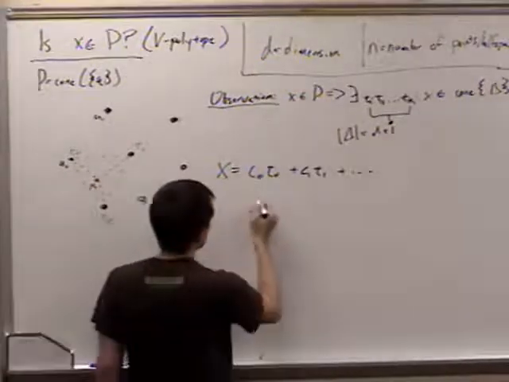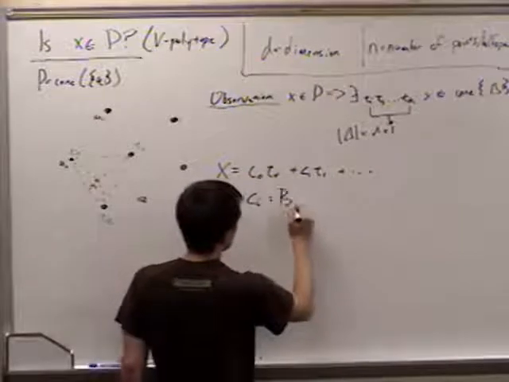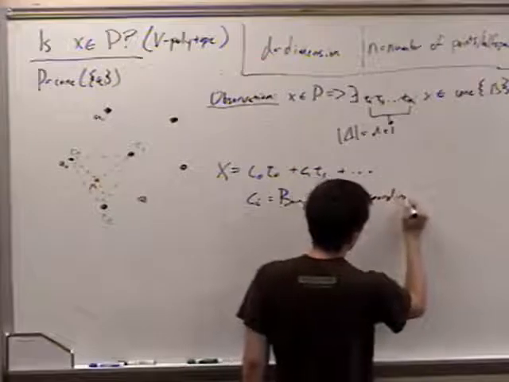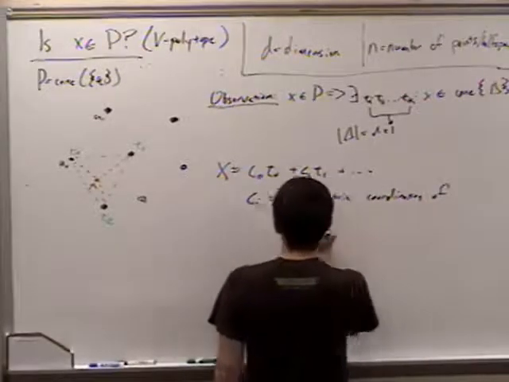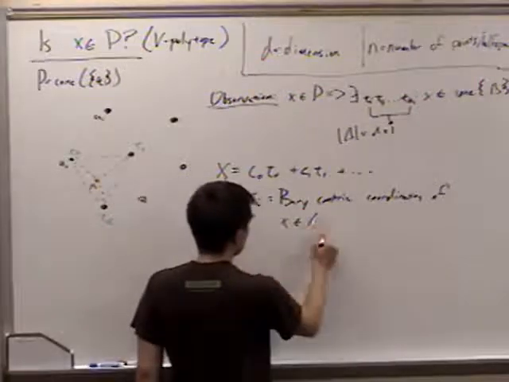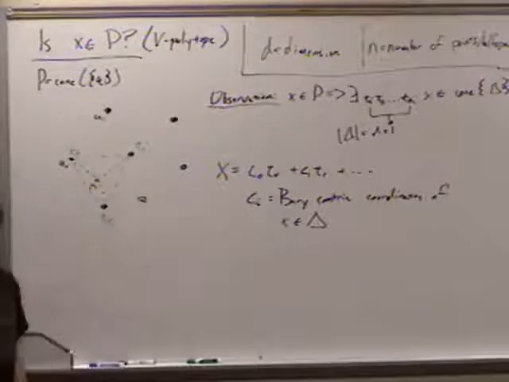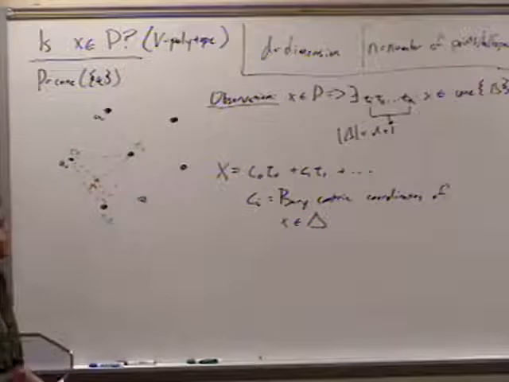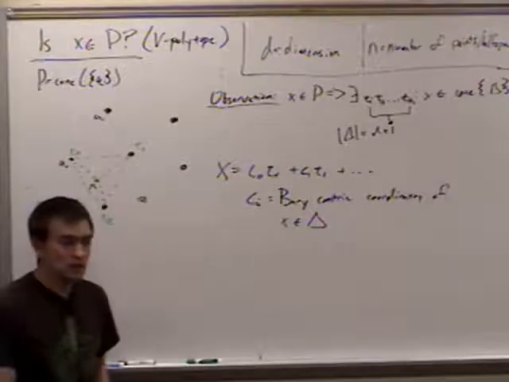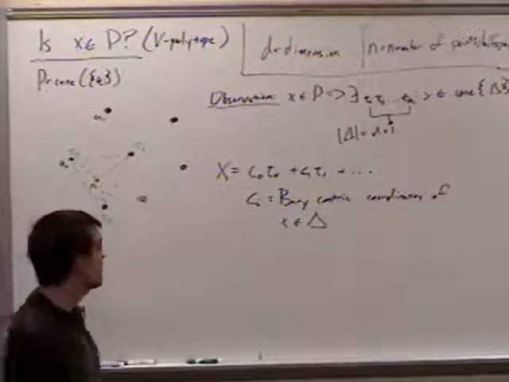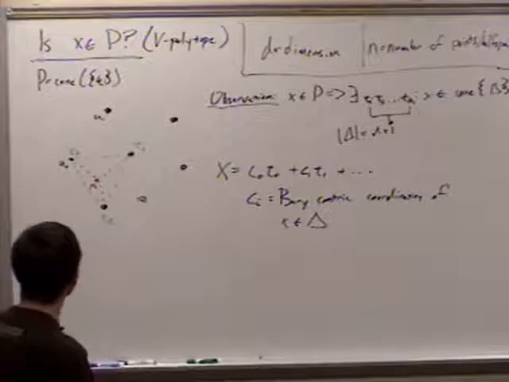So I'd say these c_i of x in delta, right? So if we can just find any simplex that contains the point x, then we can solve for these barycentric coordinates, and this will give us a set of weights that we can use to represent this point as a convex or conical combination of points in our polytope here. All right, so that's the simple story for how we could do this.